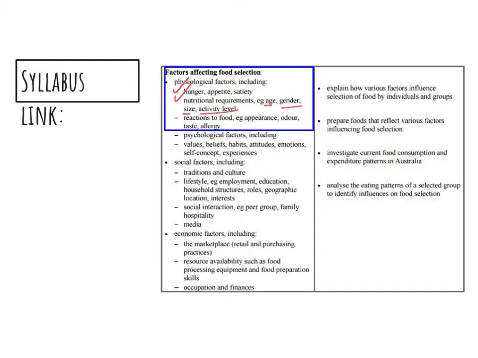What we're going to be looking at in this lecture are the reactions to food that relate to our physiology, and these include appearance, odour, taste, and allergy. As mentioned before, you should be able to explain, which means relate cause and effect, and show the relationship between these factors on the left-hand side and the physiological factors, and how it does have an impact upon an individual's food selection habits. So that might be what you are required to do in an assessment.